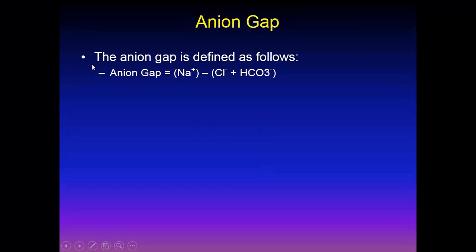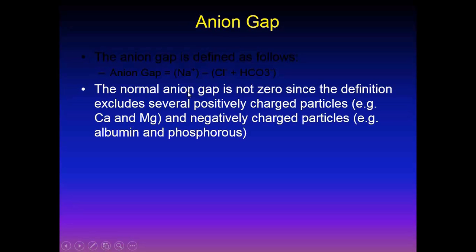What is an anion gap? We define it as the difference between the sodium, which is a positive cation, and the chloride and bicarb, which are two of the most common negative anions. Now, the normal anion gap is not zero because we're not including all of the positives here.